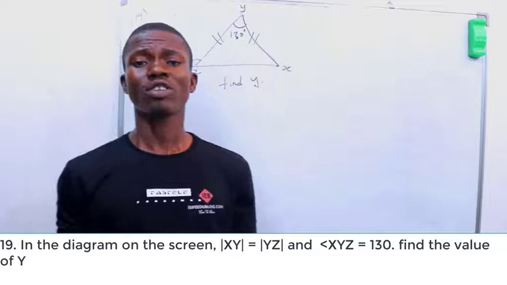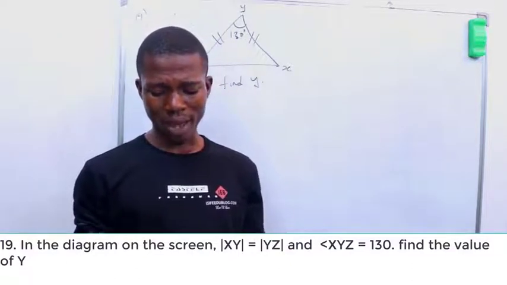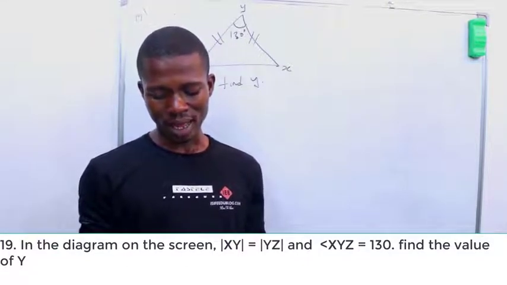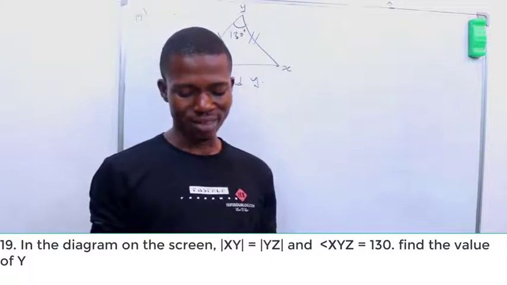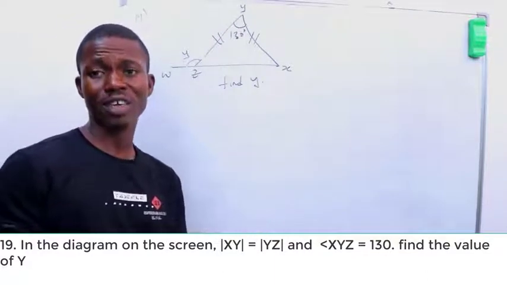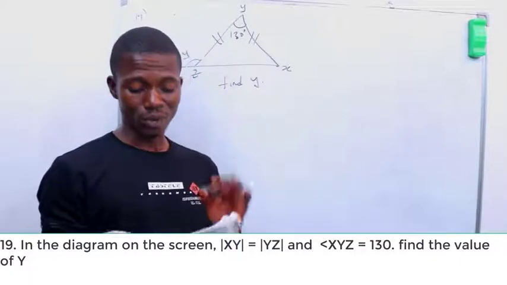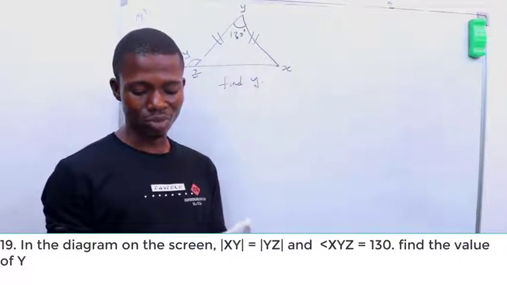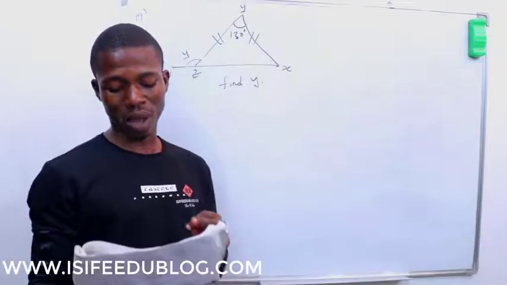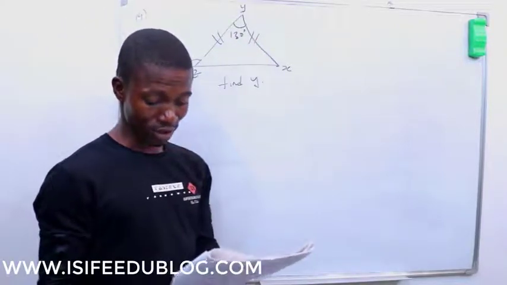Okay, on the board is question number 19. In the diagram, line XY is equal to line XZ, and angle XYZ is equal to 130. One thing I want you to observe here is the angle. Once you see angle XYZ, where is that angle, this 130 degrees, going to be? At the alphabet in between the 3 alphabets. It is XYZ, so at Y is where you will find the angle. Find the value of y.